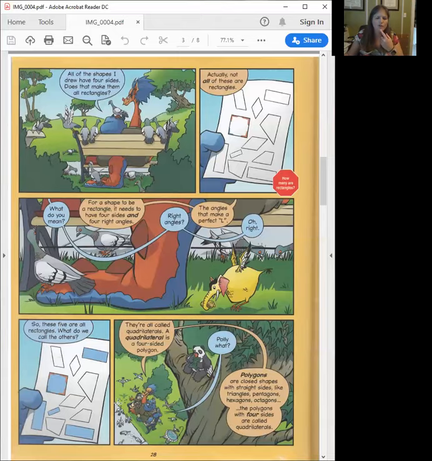What do we call the others? They're all called quadrilaterals. A quadrilateral is a four-sided polygon. Poly what? Polygons are closed shapes with straight sides like triangles, pentagons, hexagons, octagons. The polygons with four sides are called quadrilaterals.